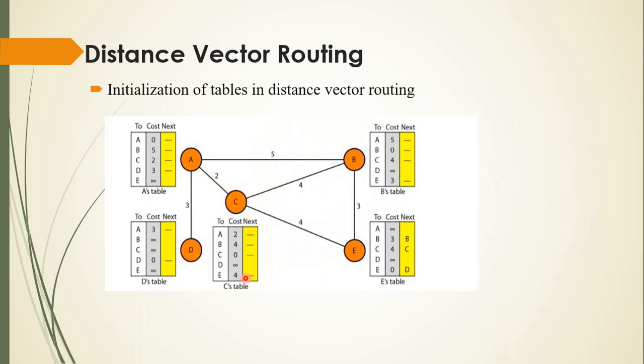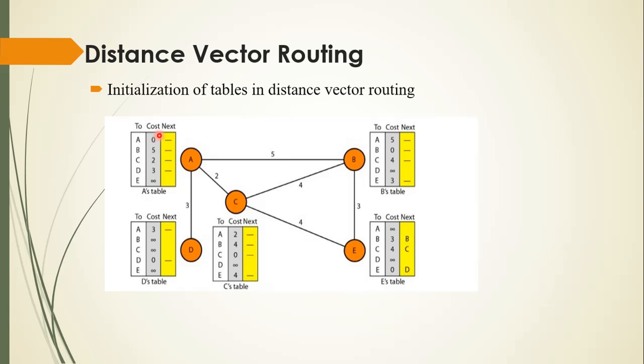So initially, what happens is the initialization of the table in distance vector routing. We start from A: A to A is 0. A to B is a direct neighbor, so 5. A to C they are neighbors, so 2. A to D they are also neighbors, a direct connection, so 3. Now A to E is not a neighbor of A. We can travel through C, but they are not neighbors, so they have no direct connection and we have to write infinite. We write the distance of only neighbors. If two nodes have a direct connection, then we write the distance.